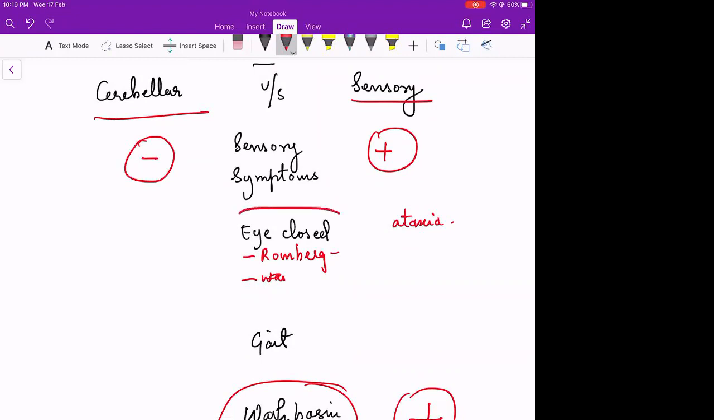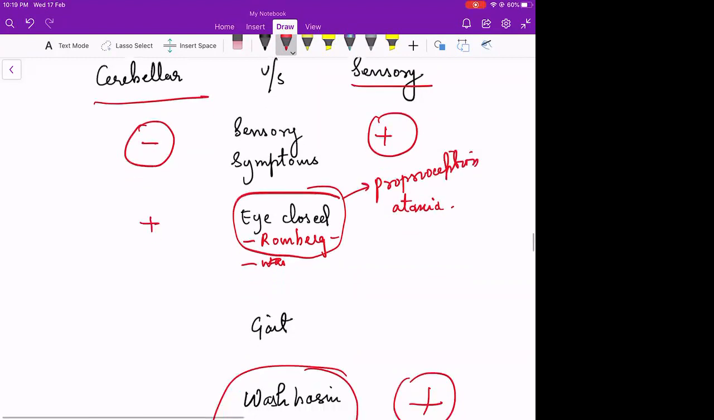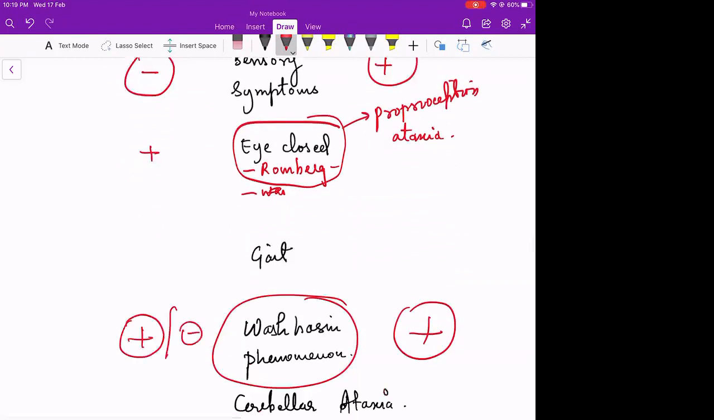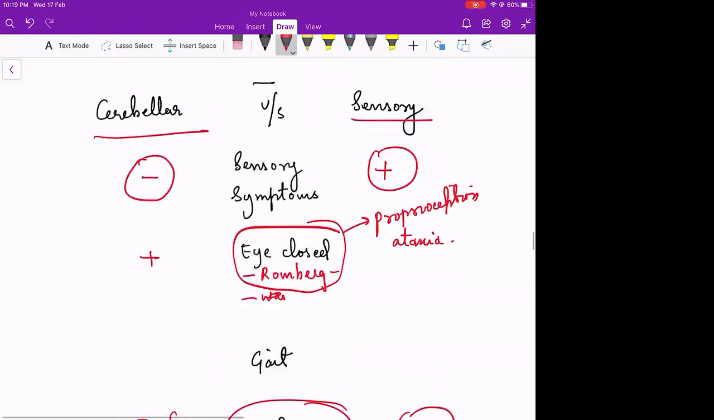Whereas Romberg's test, which tests proprioception, will usually not be positive in cerebellar disorder, but sometimes it can be. Sometimes the patient can also have the wash basin phenomenon, because since the cerebellum is affected, the sensory inputs to the cerebellum are not being assessed properly. The cerebellum takes multiple inputs. If you remove any of the inputs, the patient still receives input from the eyes, and sensory position from all the joints.